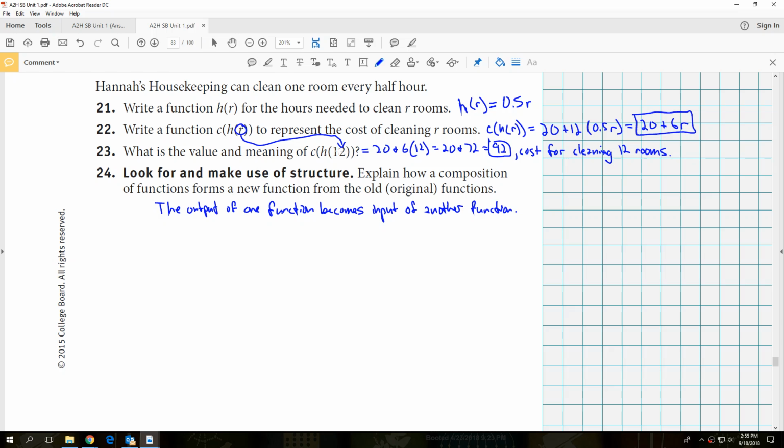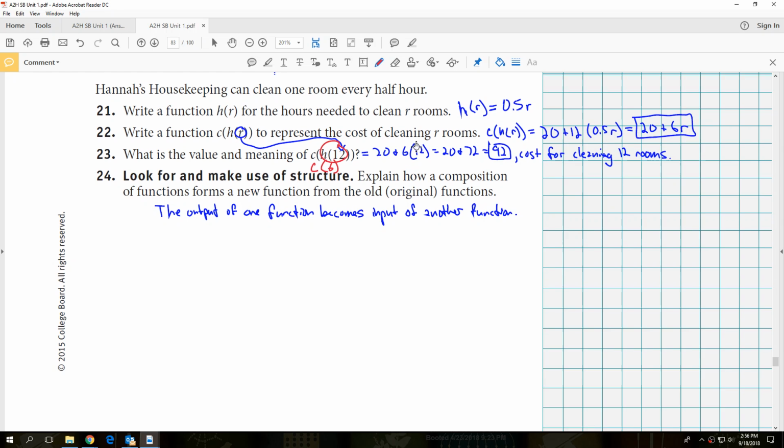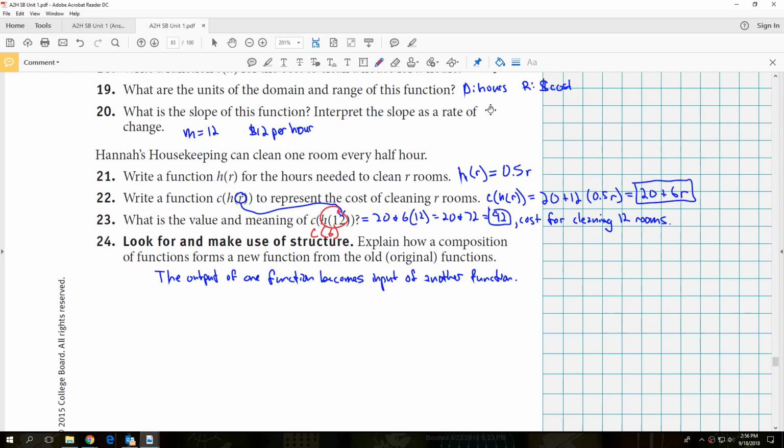Just like this. Like here, we had c of h of 12. Well, you would do h of 12 first if you wanted to. Like I didn't actually have to come up with this 20 plus 6r. I could have just done h of 12, which would be 0.5 times 12, which is 6, and then that would become c of 6, and I would come up here, plug that in.